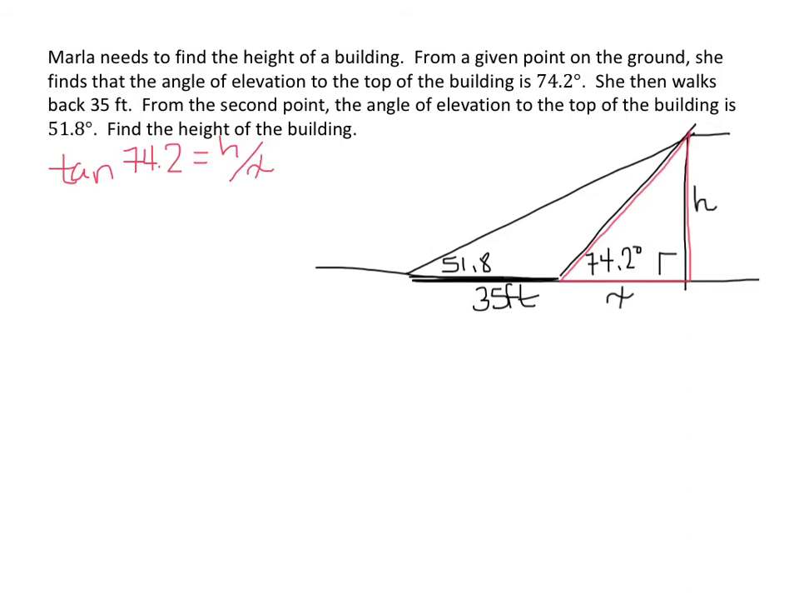Then what I can do is look at this right triangle. My distance here is 35 plus X. My height is still H. So the tangent of 51.8 is equal to H over X plus 35. We'll say 35 plus X.